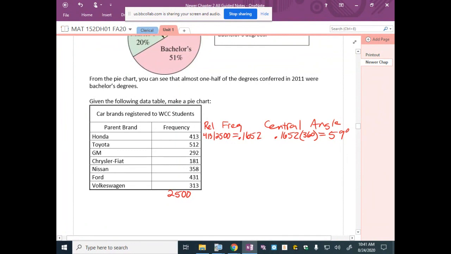It's funny though. My dad calls Nissans, he'll either call it Nissan or Datsun. Volkswagen. Anyone know what Volkswagen is in German for? People's car.